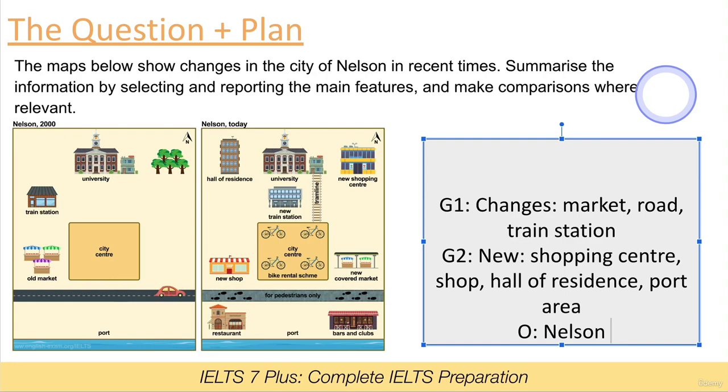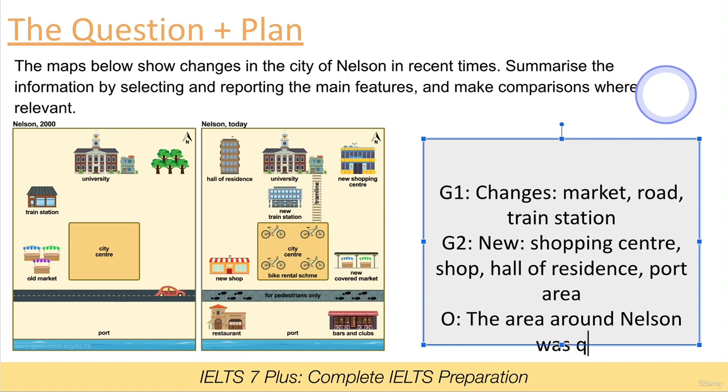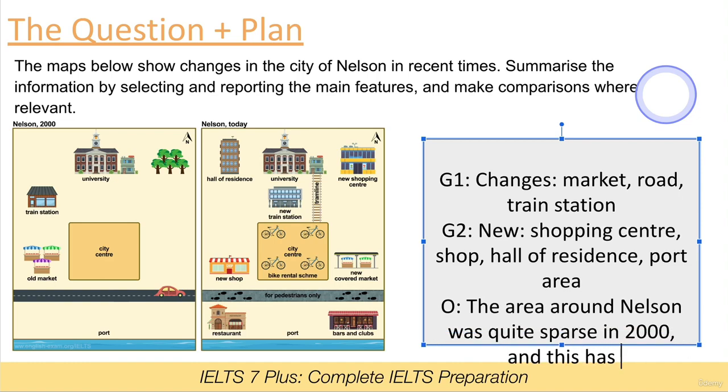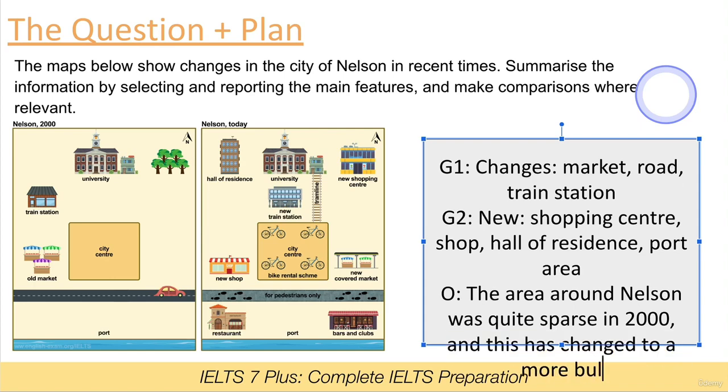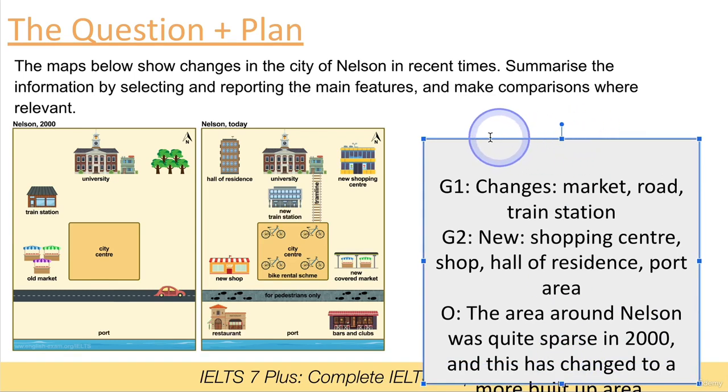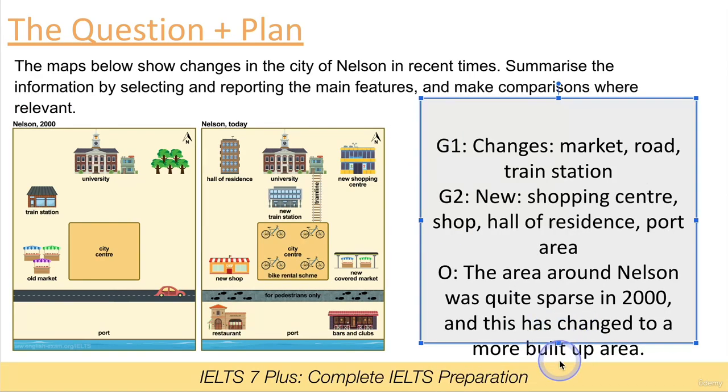Okay, so the overview then. The area around Nelson was quite sparse. That's a good word. Not very much there in 2000, and this has changed to a more built up area. Well, that's our brief overview there. We'll obviously add to that in the write up, but there we go.